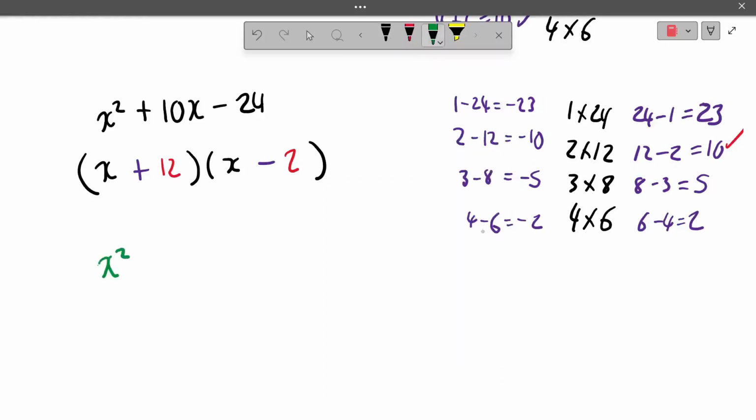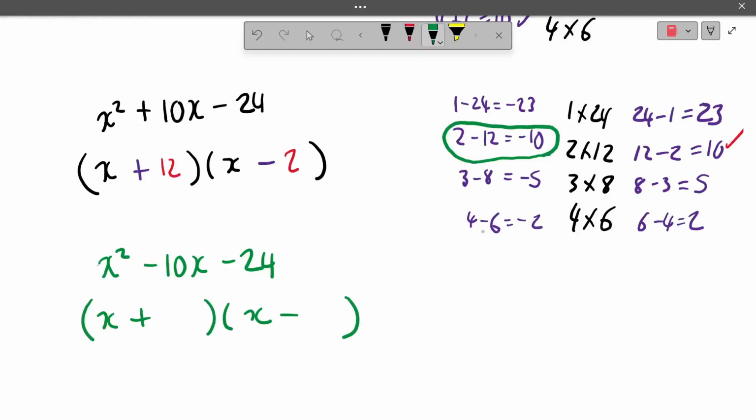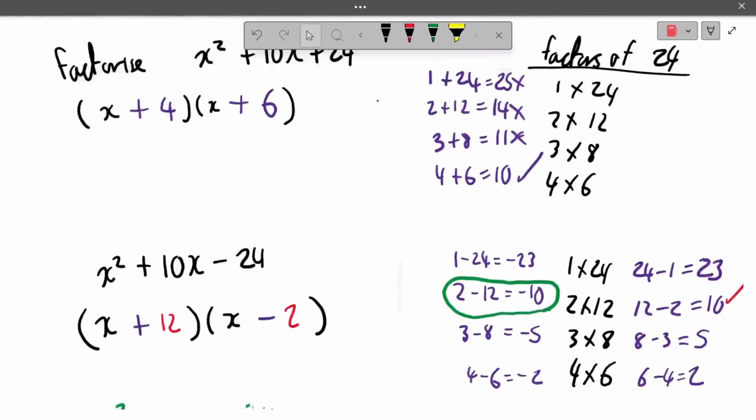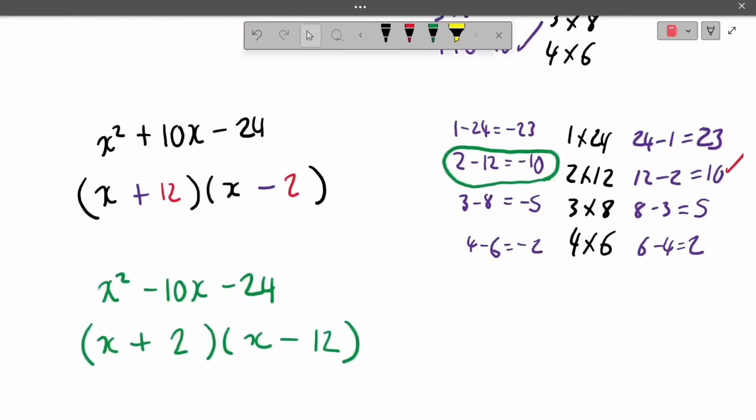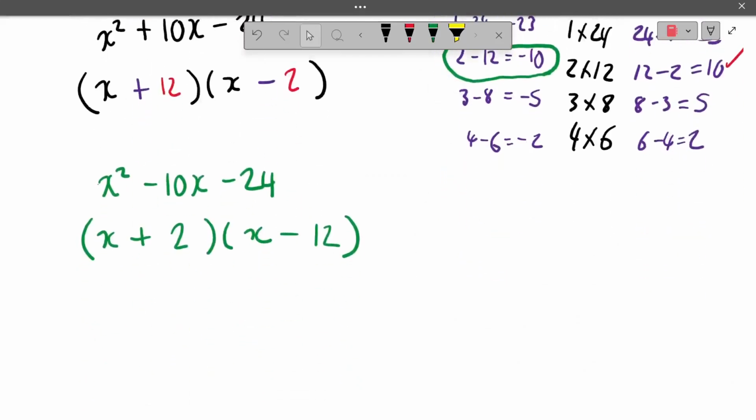So I had x squared minus 10x minus 24. And let's put our brackets, x and x. I still have a plus and a minus because I'm multiplying to make minus 24. But now I need to get to minus 10. Well, that's because I then need that one there. That's a plus 2 and a minus 12. And hopefully you're noticing that I'm keeping the same number. So I've got 10x plus 24, 10x minus 24, minus 10x minus 24.